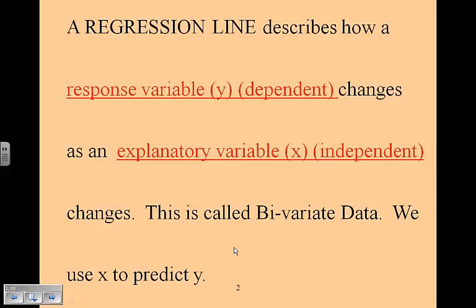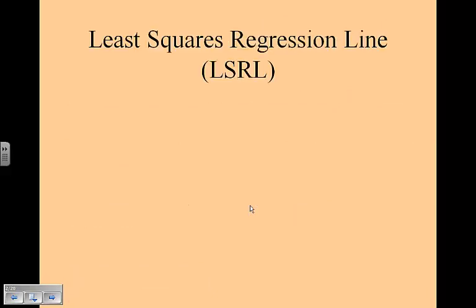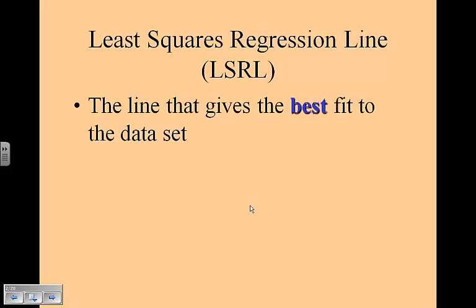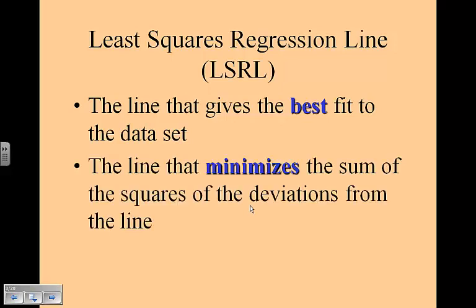A regression line describes how a response variable, remember response variables are the y, they are the dependent variables, changes as an explanatory variable, or the x, the independent variable, changes. We call this bivariate data because we have two different variables, and we are using x to predict y. The least squares regression line, we refer to this as an LSRL. It is the line that gives the best fit to the data set. It is also the line that minimizes the sum of the squares of the deviations from the line.